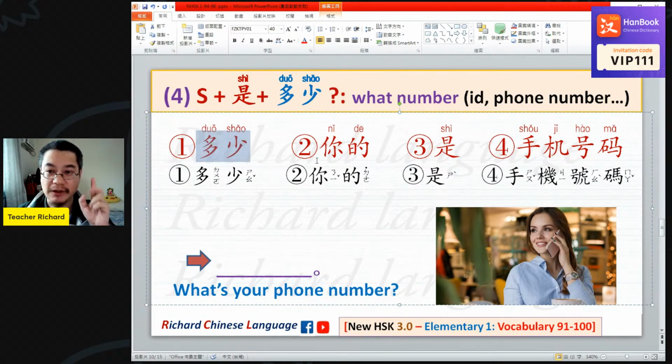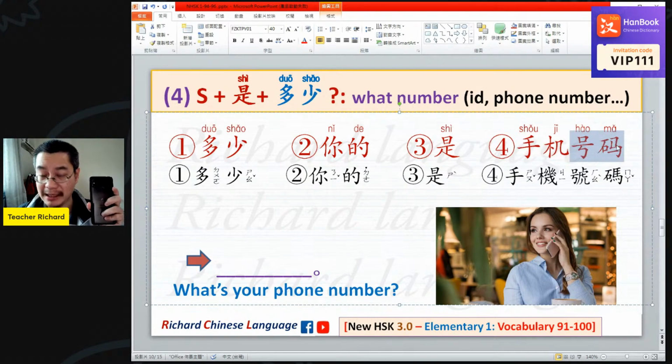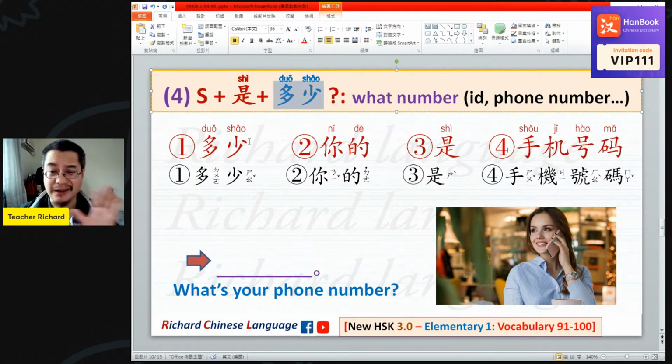你的手机号码是多少? 手机 means cell phone. 号码 means number. This is a very important and basic word for you to learn. 手机号码 means cell phone number. So you can also use 多少 to ask for the number. So what's the answer?